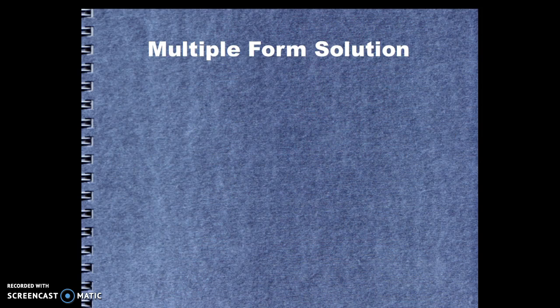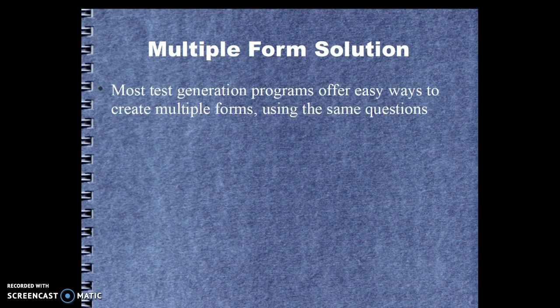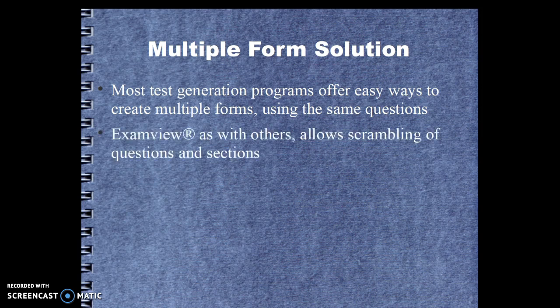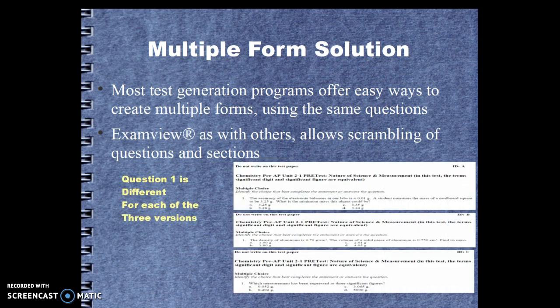The multiple form solution has its advantages. Most test generation programs, like Examview, offer easy ways to create multiple forms using the same questions. Examview, as with others, will allow you to scramble questions and even sections. And so, for instance, you see here question 1 on versions A, B, and C. Question 1 is different for each of these forms.